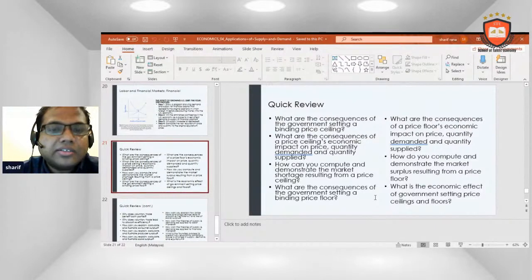So for that, what are the consequences of the government setting a binding price ceiling? What are the consequences of the price ceiling's economic impact on price, quantity demanded, and quantity supplied? How can you compute and demonstrate the market shortage resulting from a price ceiling? What are the consequences of the government setting a binding price floor? What are the consequences of the price floor's economic impact on the price, quantity demanded, and quantity supplied? How do you compute and demonstrate the market surplus resulting from a price floor?